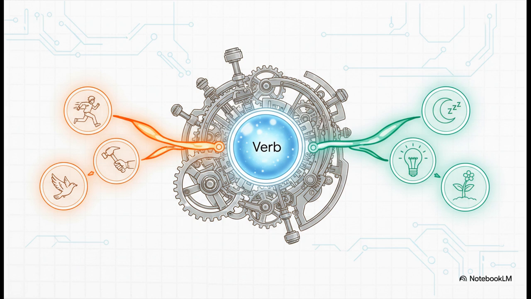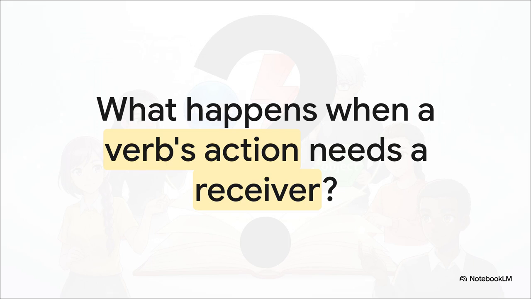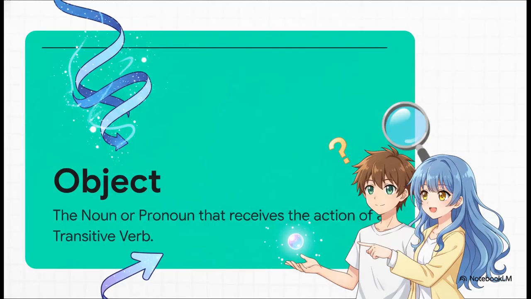It's that important. Okay, so let's say we have a subject and a verb. For instance, birds build. That's a start, right? But build what? The action, build, it feels like it needs a place to land. It needs a receiver. And that receiver has a name. It's called the object. The object is the person or thing that gets the action of the verb. It's the part that answers the question what or whom right after you say the verb.